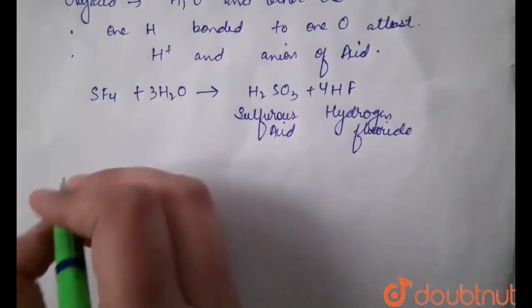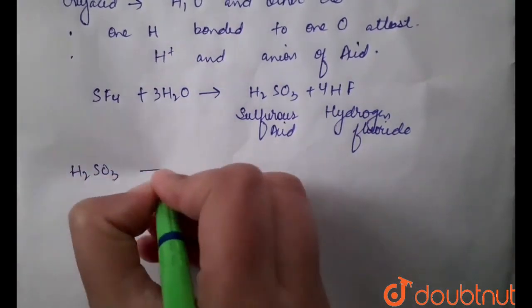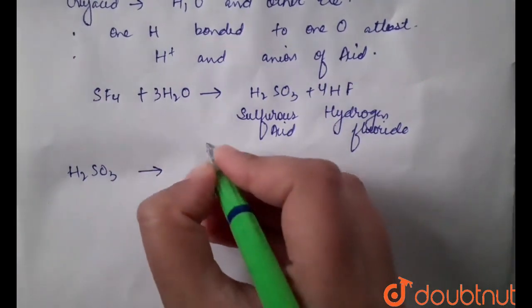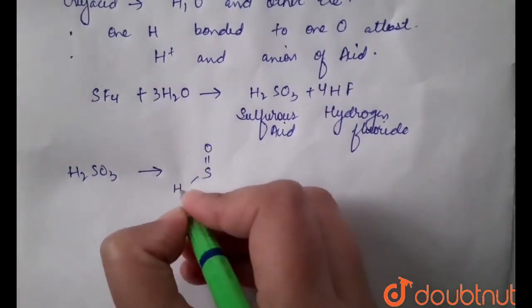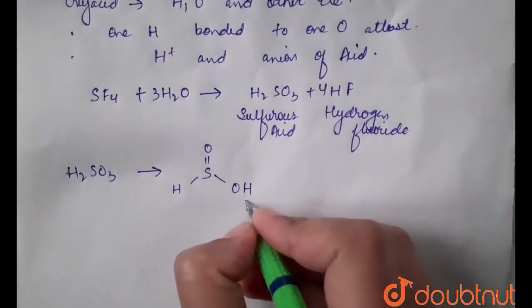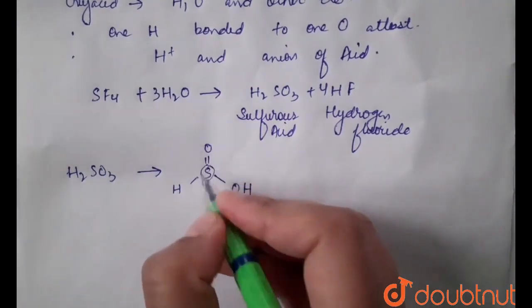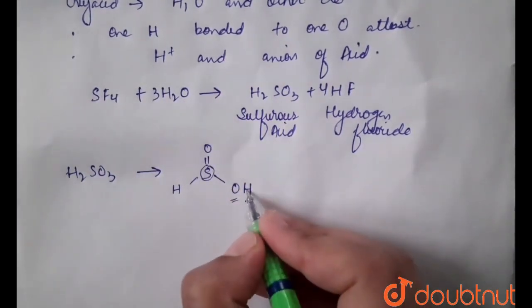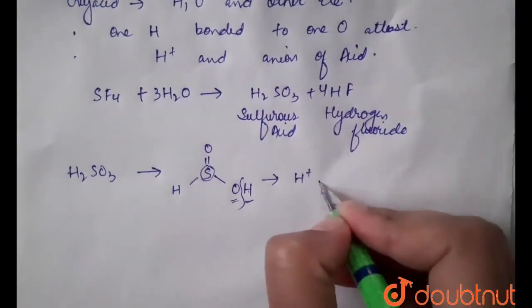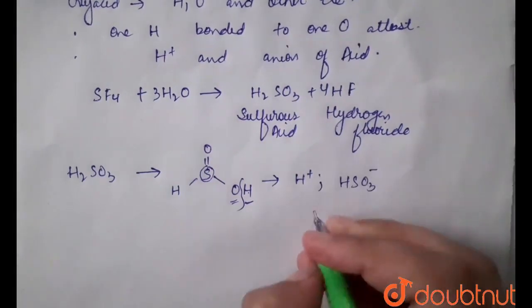The first product here is H2SO3. The structure of this is S double bond O, OH, OH. As this, it contains hydrogen, oxygen, and another element besides them, that is sulfur. And when the bond between hydrogen and oxygen dissociates, it releases a proton and the anion of the acid, that here is HSO3 negative. Hence, it is an oxyacid.